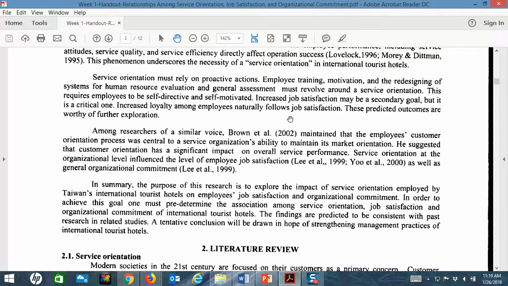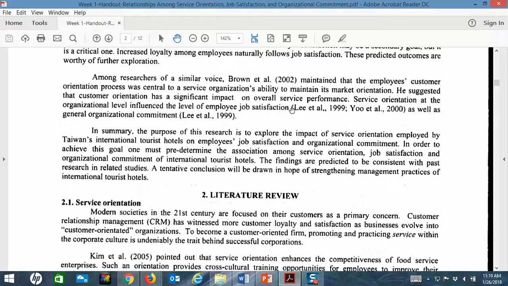what this paper is about. This paper is about service orientation, job satisfaction, and org commitment. And by gosh, they're going to tie it to the tourist industry to help them improve the tourist industry. But a lot of your samples and models won't be from the tourist industry. They can be from anywhere, depending on what you're studying. So keep that in mind.